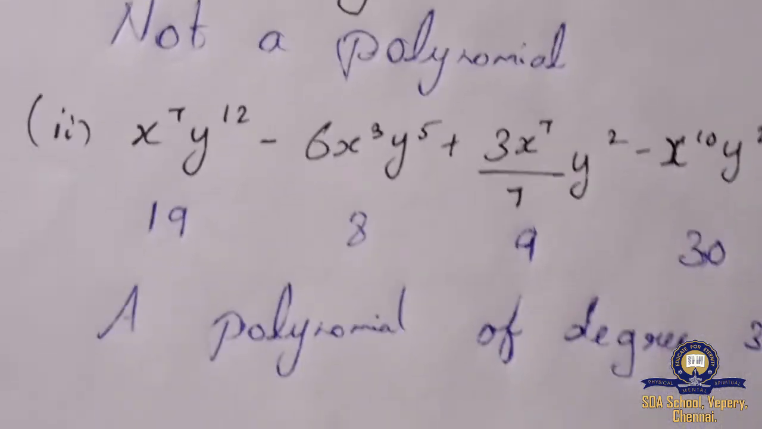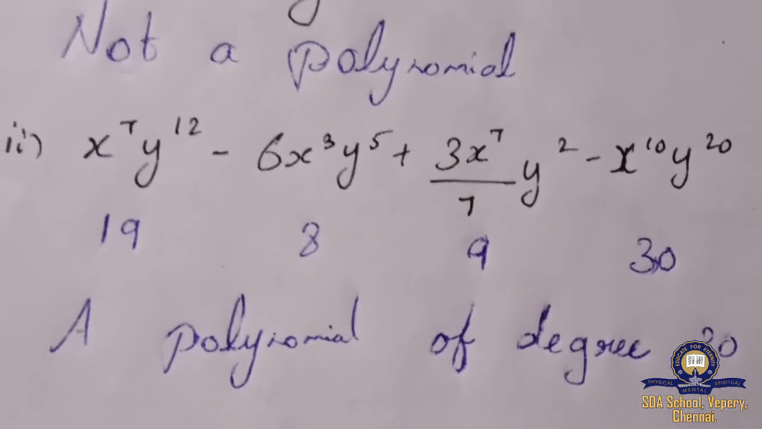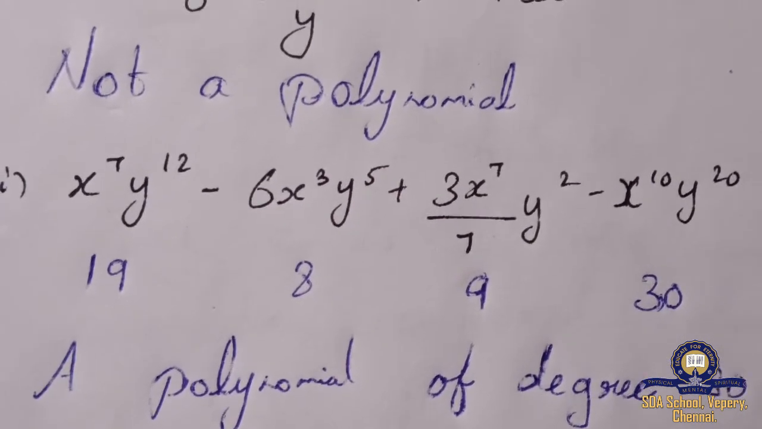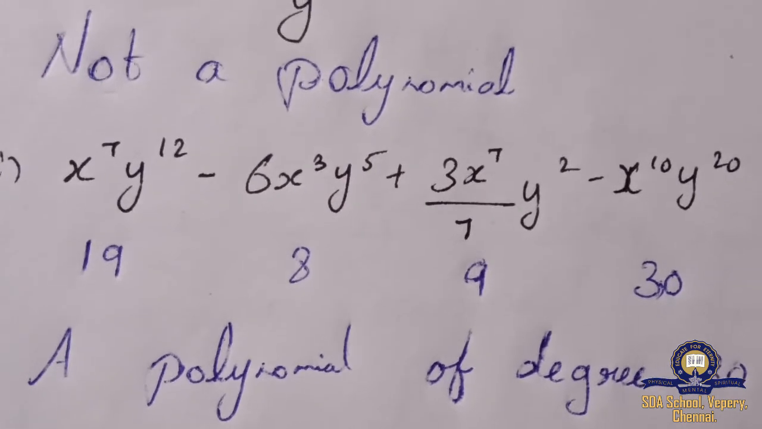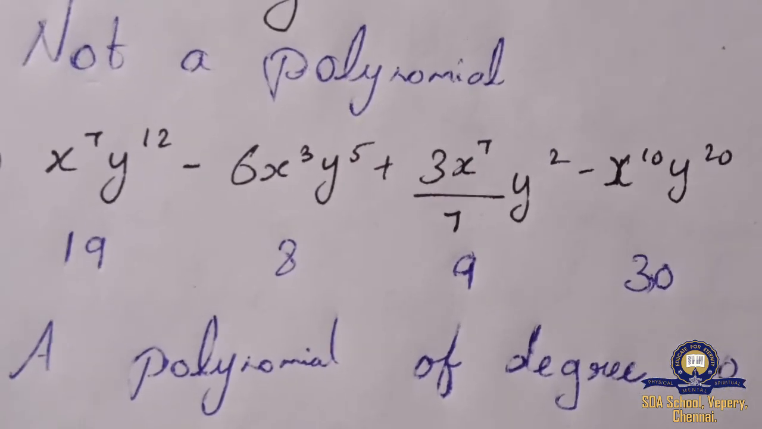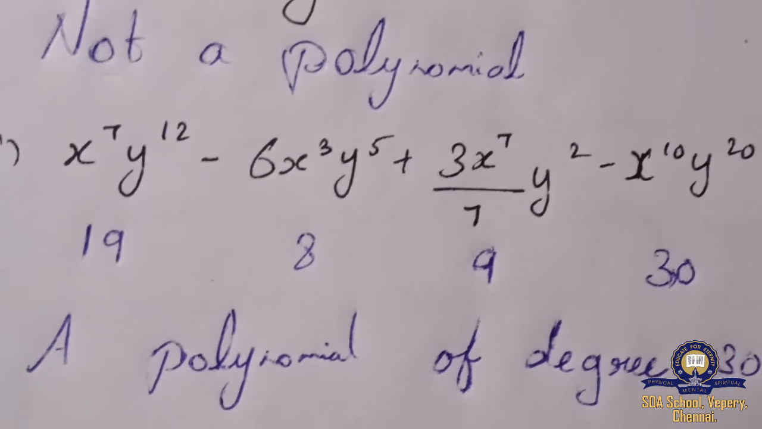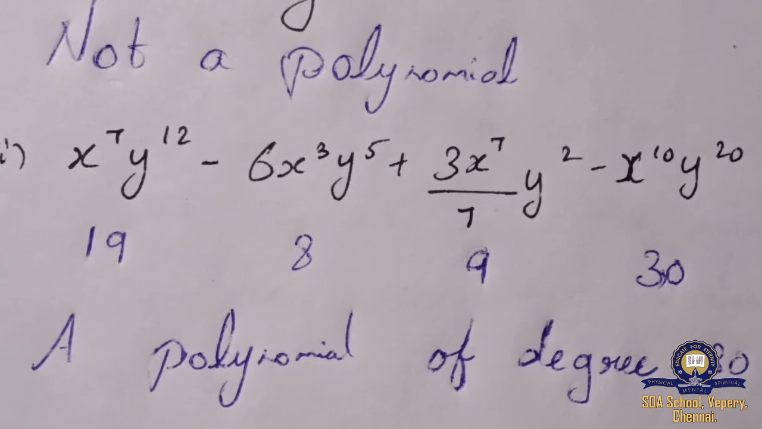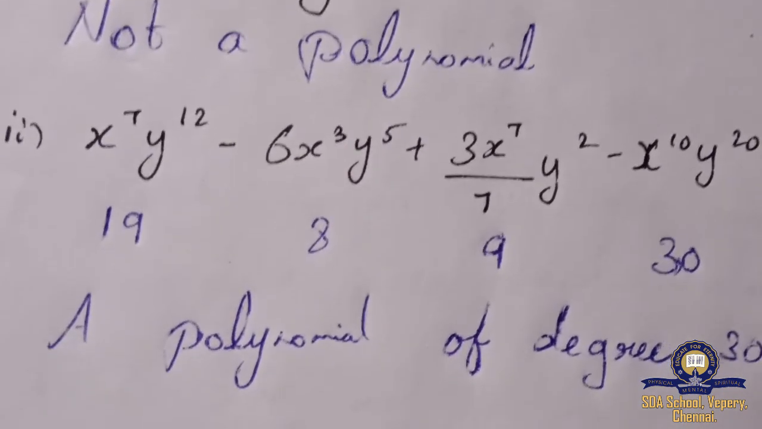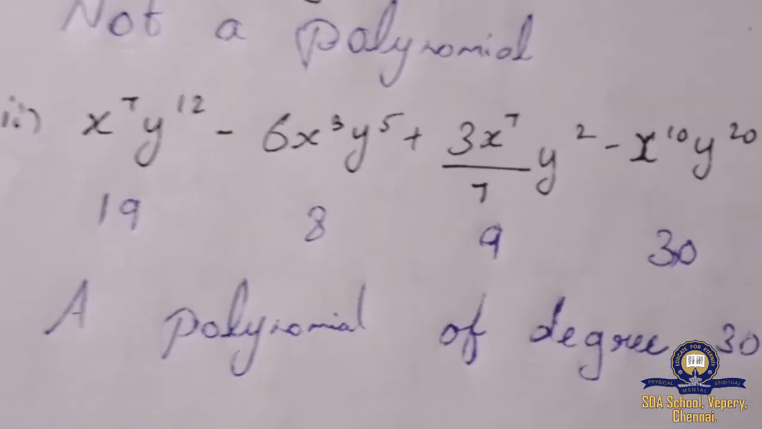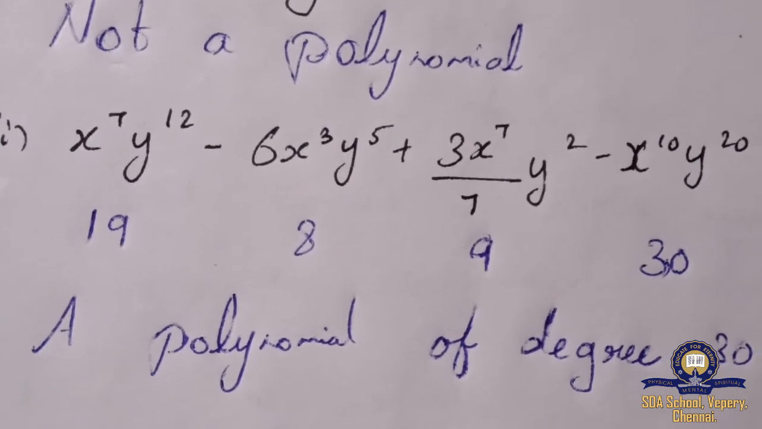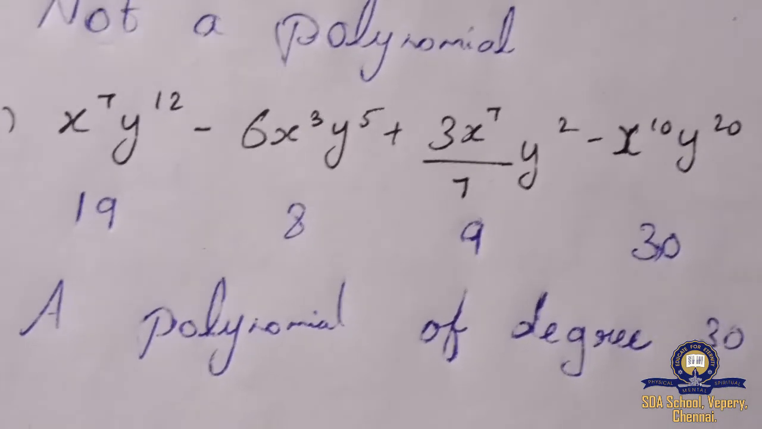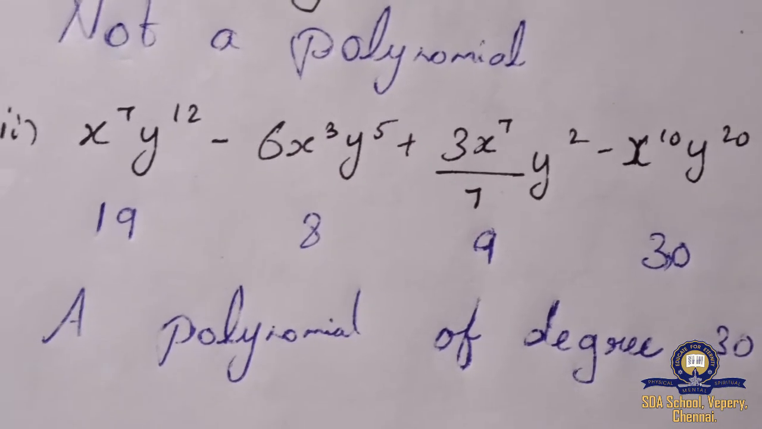Next we move on to the next sum. They are given x to the power 7 y to the power 12 minus 6x cube y to the power 5 plus 3x to the power 7 divided by 7 y square minus x to the power 10 y to the power 20. In this, there is no variable in any denominator, so it is a polynomial. Next we are going to find the highest degree.